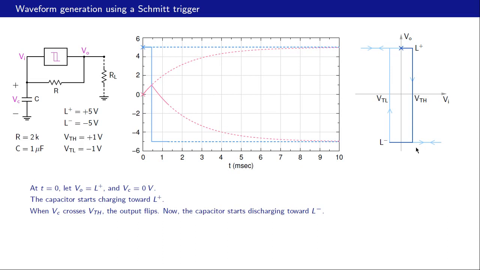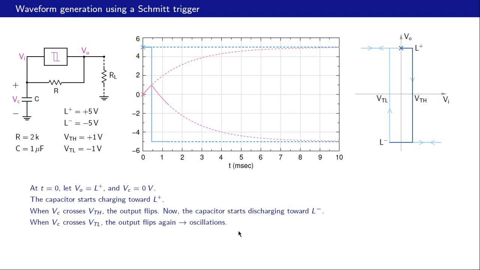like that. And now what happens is this VO has become minus 5 volts, and the capacitor will now start discharging and will eventually reach minus 5 volts. But again, that does not happen. Why? Because as the capacitor discharges, we are moving like that. VO is minus 5 and VI is decreasing, so we are moving in that direction. And when we cross VTL, again the output is going to change.